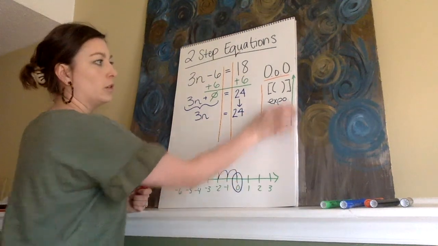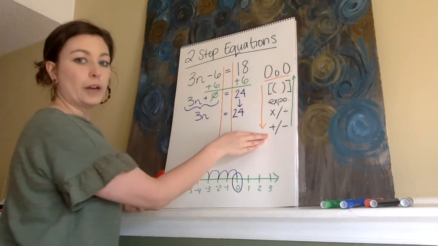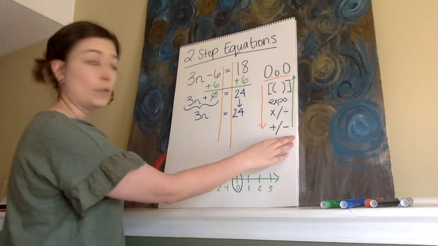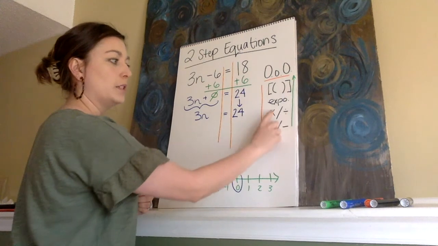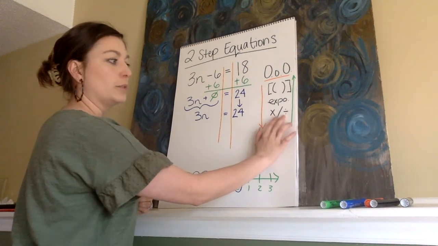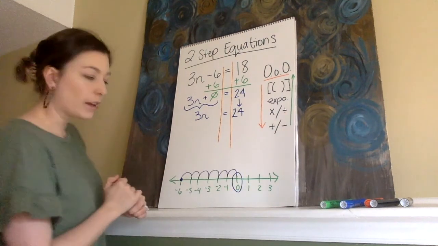My order of operations, normally we go down. Right now we're undoing what has happened. So we've gone through this step. Now we're moving up to here. So we're going to be doing our multiplication and division step next.